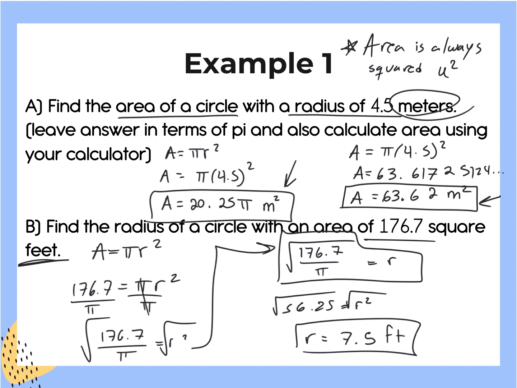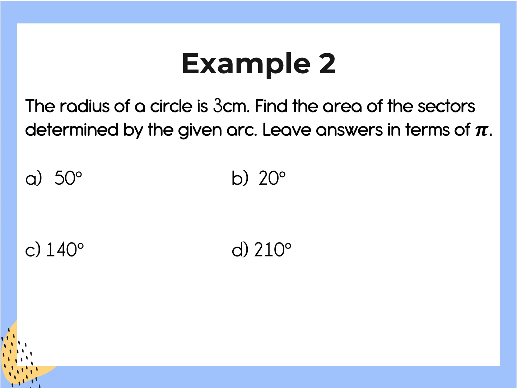But, yeah. So for example 2, the radius of a circle is 3 centimeters. They want us to find the area of the sectors determined by the given arc and leave the answers in terms of pi. Now, if you guys remember the formula, I'm going to write it up here. The area of the sector equals the measure of the arc over 360 times pi r squared. Now, having the formula there is going to make it easier, as all we have to do is plug in.